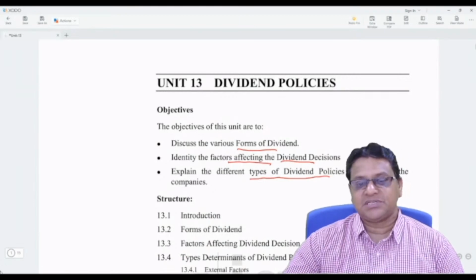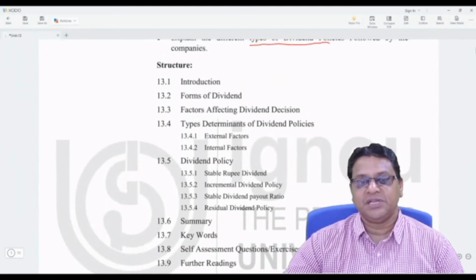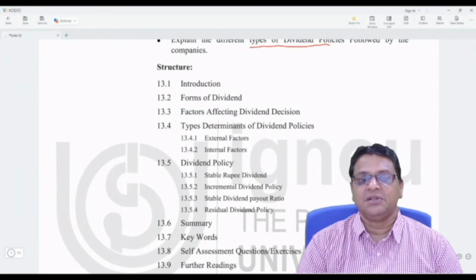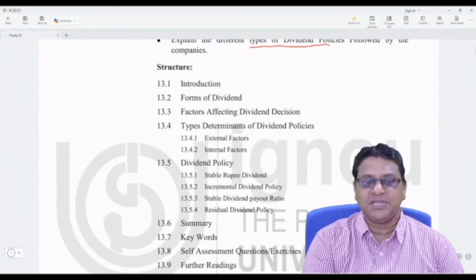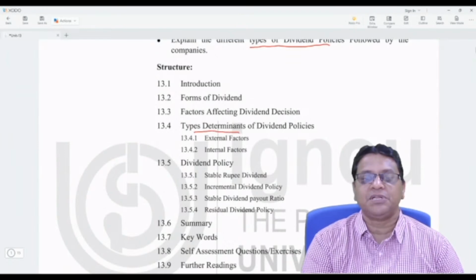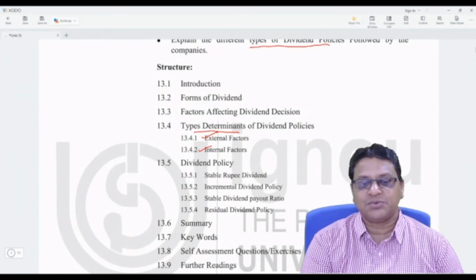Next, we'll discuss the structure of our discussion today. First, I will give the introduction of dividend policy. Then we will discuss different forms of dividend. Then we will discuss factors affecting dividend decisions. Next, we will discuss different types of determinants of dividend policies. Those are external factors and internal factors. Next, we will discuss different dividend policies.